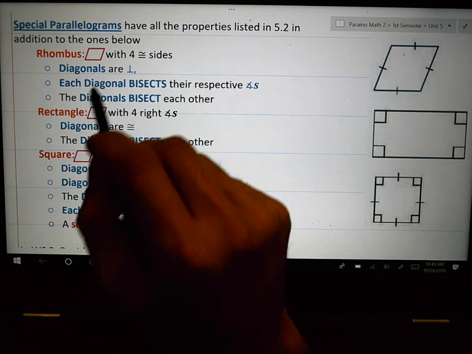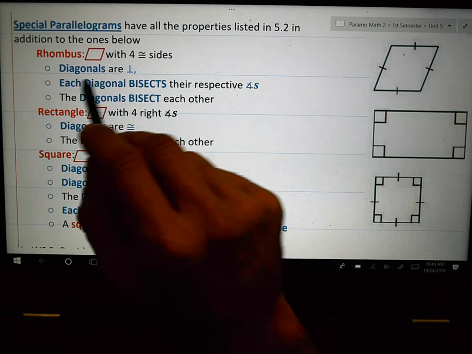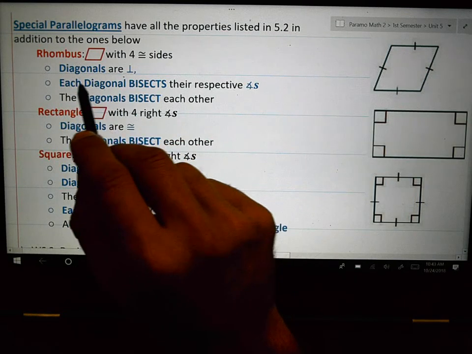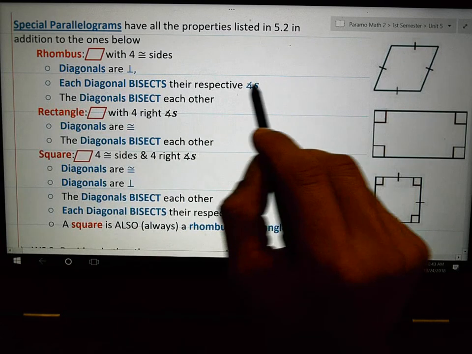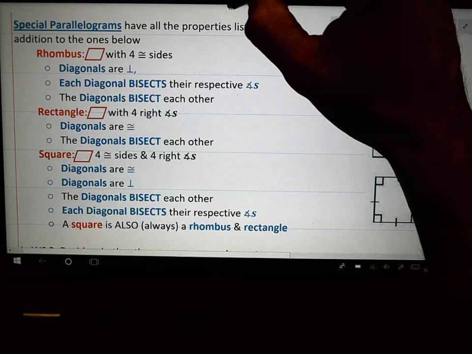So here are the three properties that are unique to a rhombus, and I'm going to draw them in there with you. That first and foremost, the diagonals are perpendicular, and each diagonal bisects their respective angles, and the diagonals bisect each other. Let's talk about what that looks like.